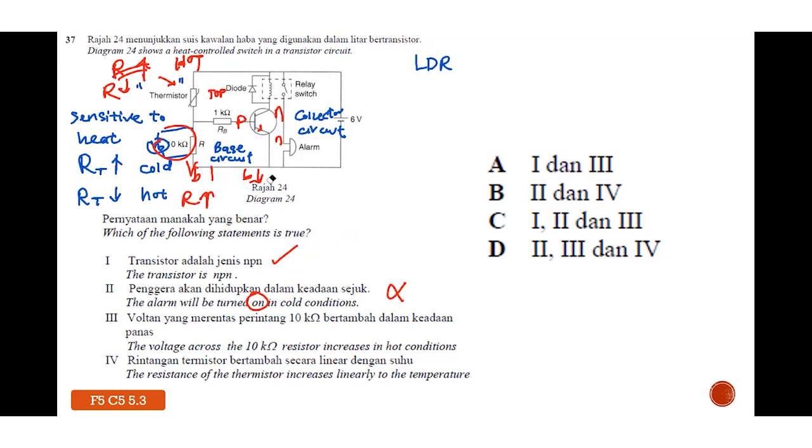This one is another scenario already. Base voltage high, current can flow. So when hot, the voltage is high, increase. So that is correct. The resistance increases linearly with the temperature, or some sort. The idea is when temperature increases, the resistance increases. So I showed you already. Correct or not? Hot, no. So wrong. That's why the answer is option 1 and 3.